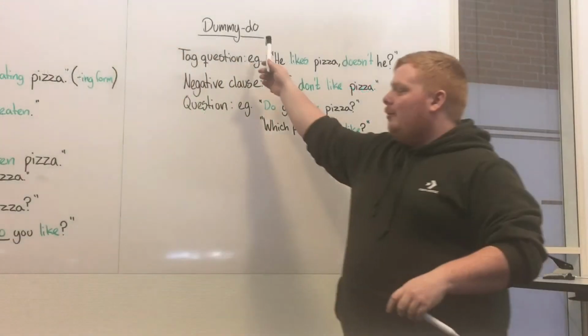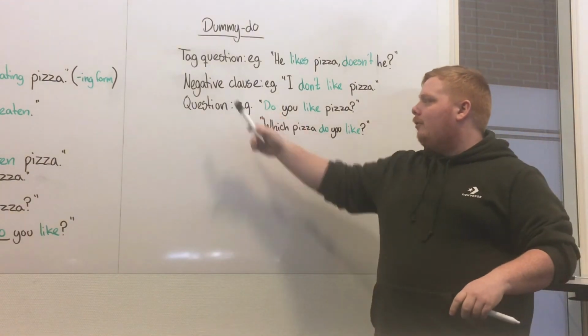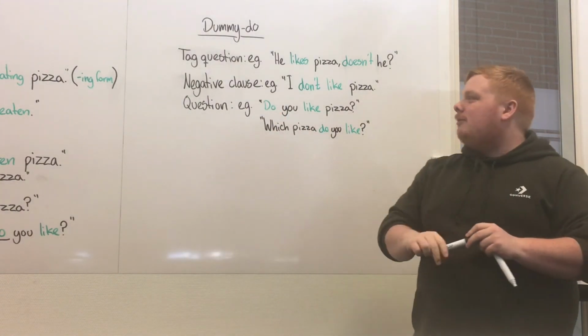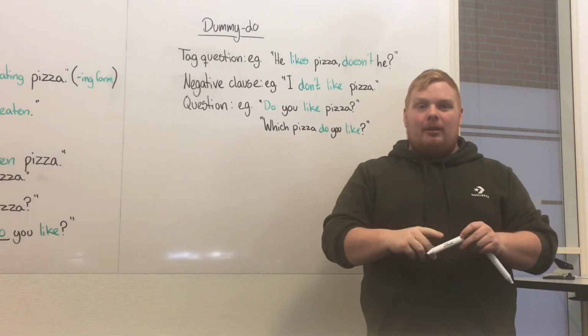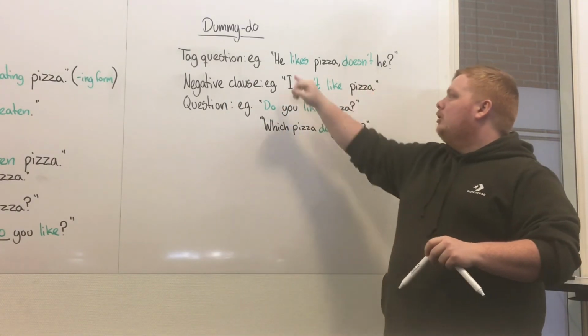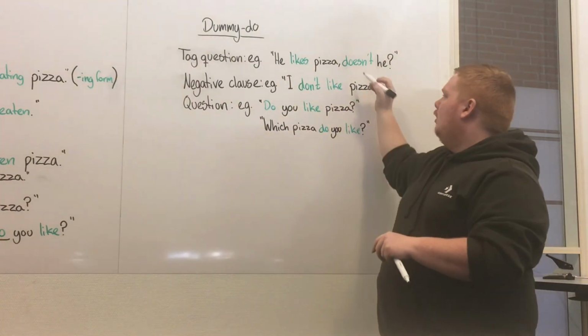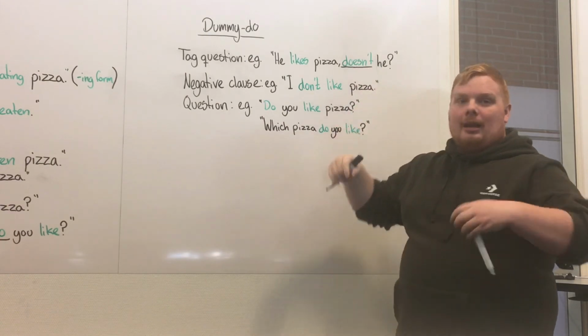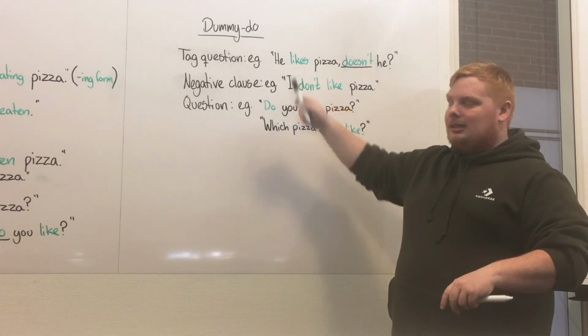So dummy do's, like we just spoke about before, still has negative clauses and questions, but it does have something called tag question as well. So it's a statement followed by the dummy do. So he likes pizza, doesn't he? Where does again acts as the auxiliary verb to the main verb, to the lexical verb.